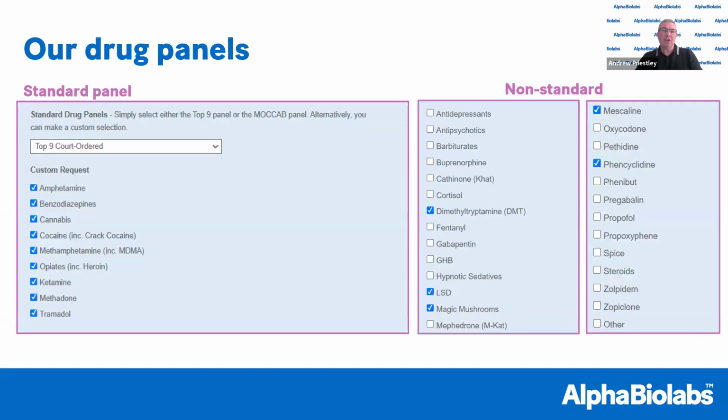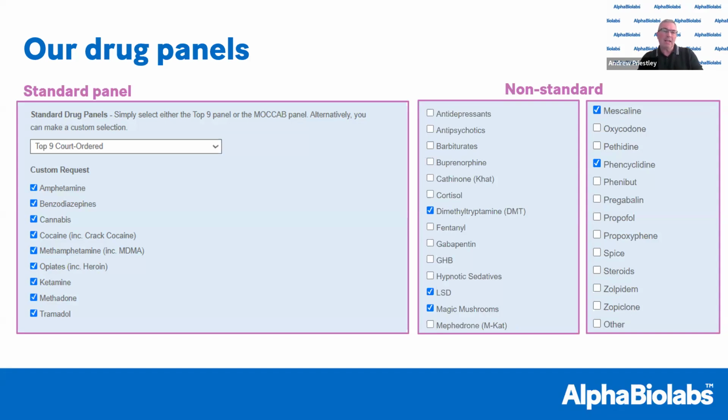So just to finish off, these are our drug panels at the moment. We've got a standard panel on the left there, the top 9 court-ordered drugs, so the more traditional drugs. They're obviously still used, and they appear in a lot of court orders. They have to be considered.